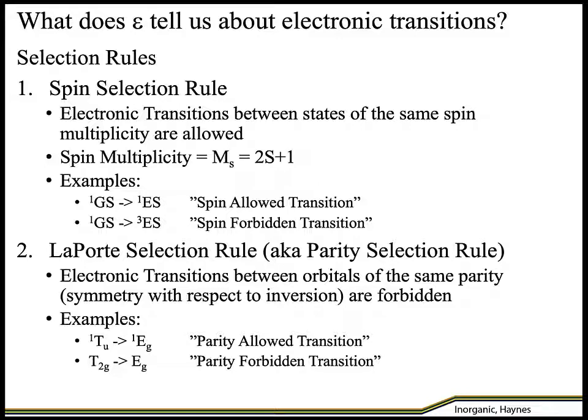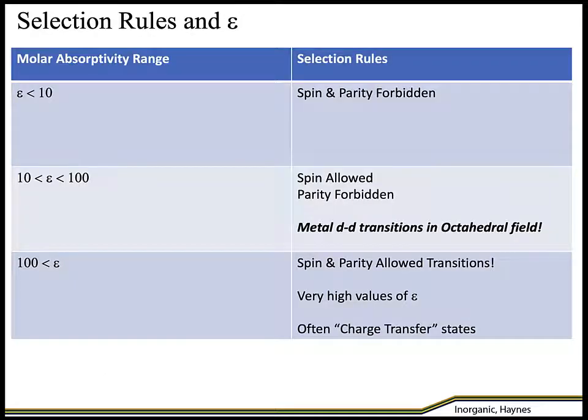One of these special sets of conditions could simply be molecular vibrations and torsional twists of our complexes. So essentially, we can momentarily break that symmetry with respect to inversion by bond stretches and rotations, and that would allow us to access some of these electronic transitions. So how does this relate to epsilon? Well, epsilon tells us whether we are following selection rules. So we have three ranges that we kind of focus on.